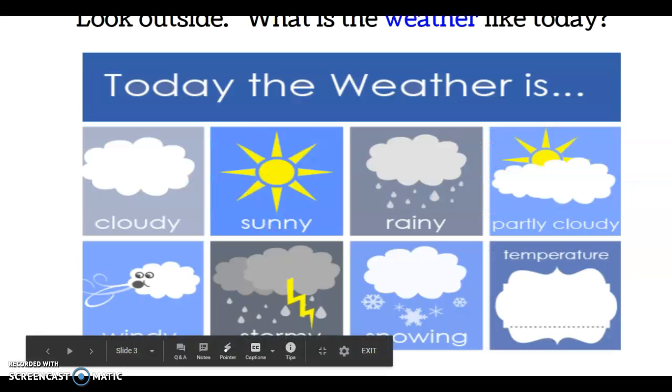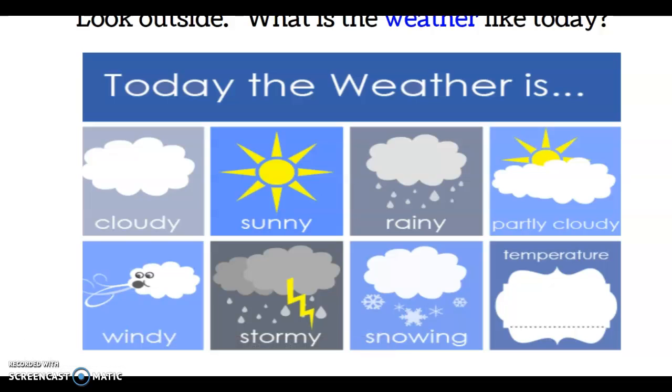Look outside. What is the weather like today? Today the weather is cloudy, sunny, rainy, partly cloudy, windy, stormy, snowing, and the temperature. In Michigan, sometimes we can see several of these different types of weather in one day. We could look out, it could be sunny. And we could look out, it could be rainy.